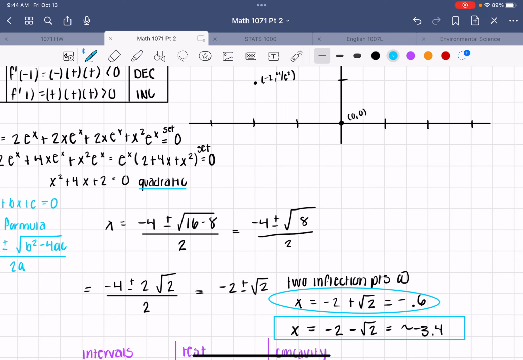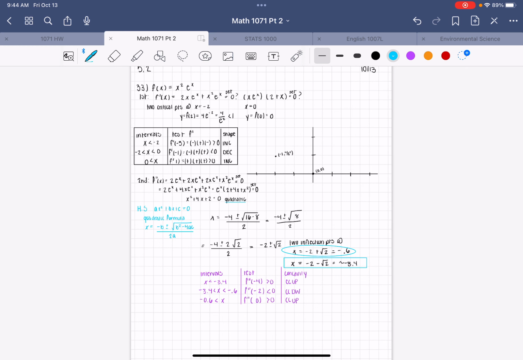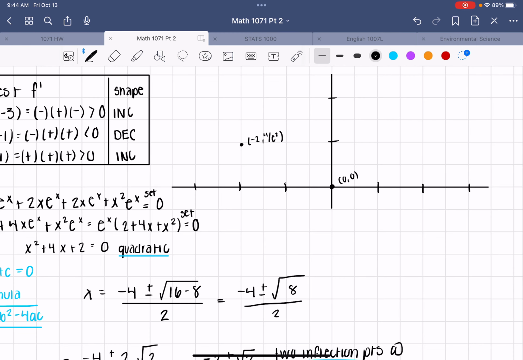For negative 3.4 and negative 0.6, what were the y coordinates of that? Yeah, I was afraid you were going to ask me that. In order to get the y coordinate, I'd need to take my negative 3.4 and plug it back into my original. Squared, that's like 10, e to the negative 3.4. But you sort of need your calculator for that. So I knew it was about there.